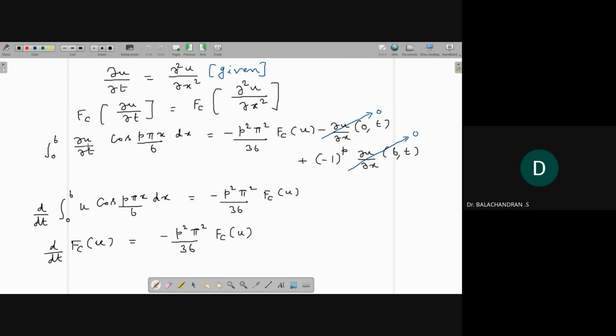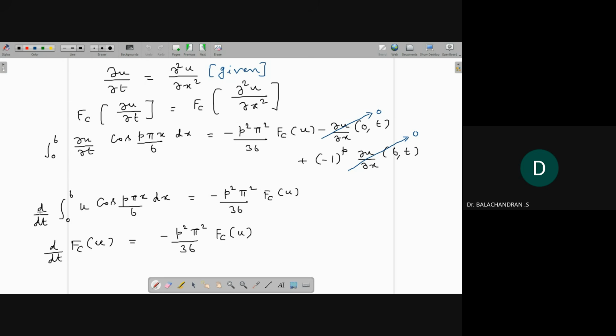I am taking ∂/∂t outside the integral. Then you can write d/dt of the integral from 0 to 6 of u cos(pπx/6) dx. The right hand side you have minus p²π²/36 into F_c of u.